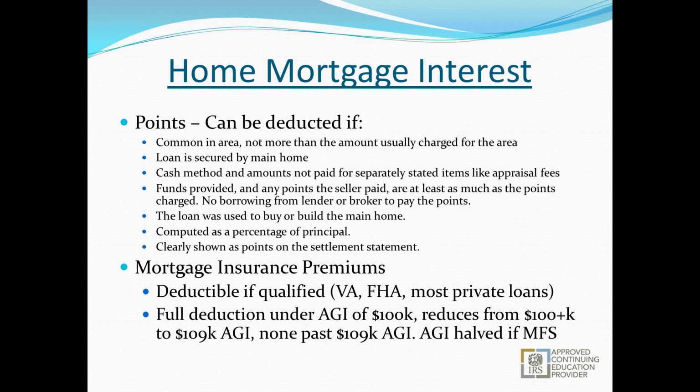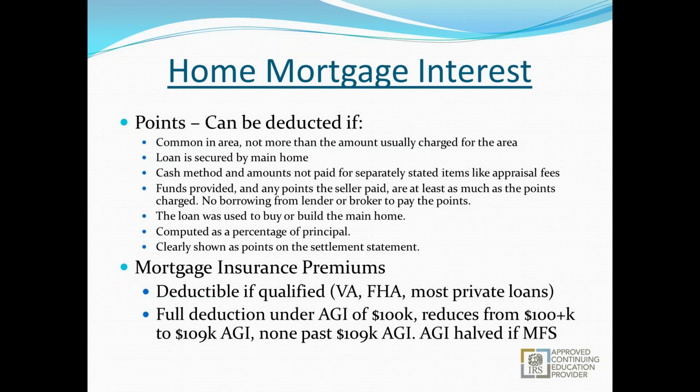The funds that are provided and any points that the seller paid are at least as much as the points charged. There's no borrowing from the lender or broker to pay the points. So if you're paying points off, you can't get money from the lender or from your real estate broker or any of this other stuff to pay it on the behalf and then basically get to take those in addition to the amount you're charging on the mortgage. Instead, that would just add itself to the mortgage and you'd collect the interest like normal for the duration of it.